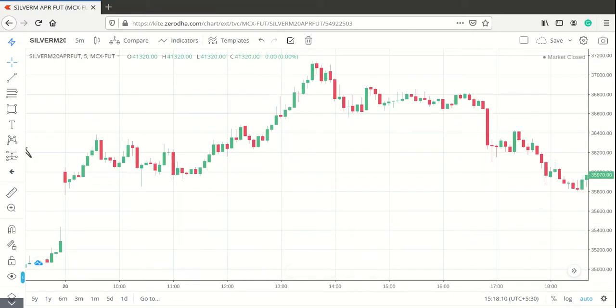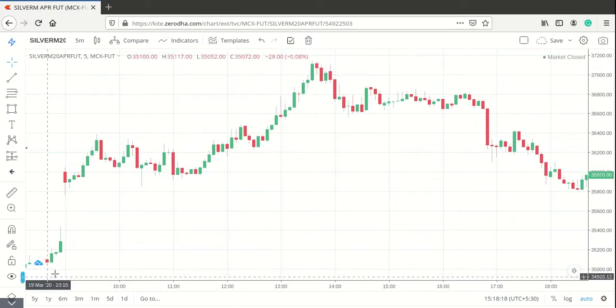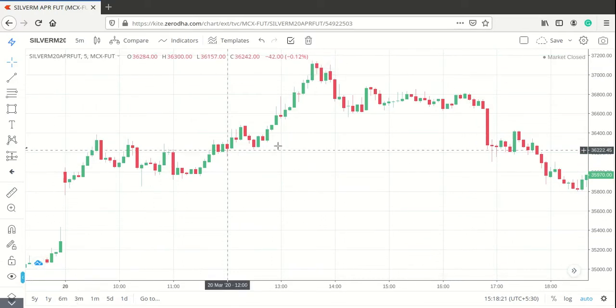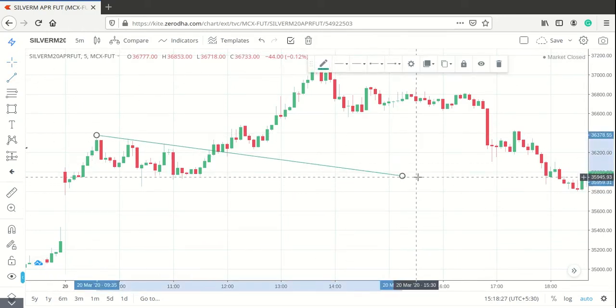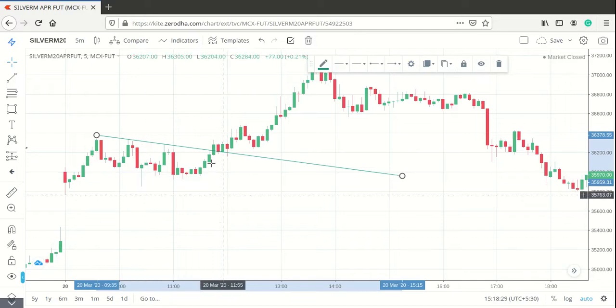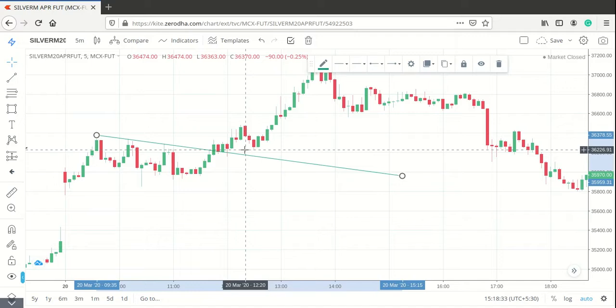Alright, so this is the silver M chart, and as I've already explained, we would be looking for a trade in continuation only. So over here you can see that it is an uptrend, so we'll be looking to enter again in the uptrend. So here is our trend line that we'll be drawing, right? Now, how to enter on the breakout of this trend line?